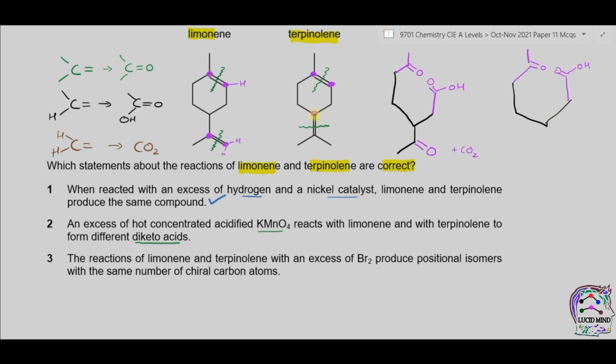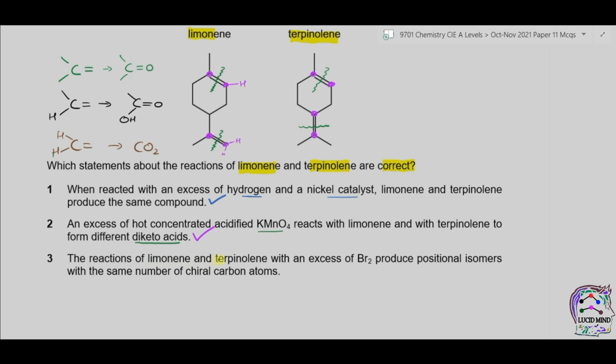This carbon making double bond is attached to two alkyl groups, so it will also make a ketone. This carbon atom is attached to two alkyl groups, so it will also make a ketone. As we can see that the diketo acid formed in both are different, so therefore this is correct.